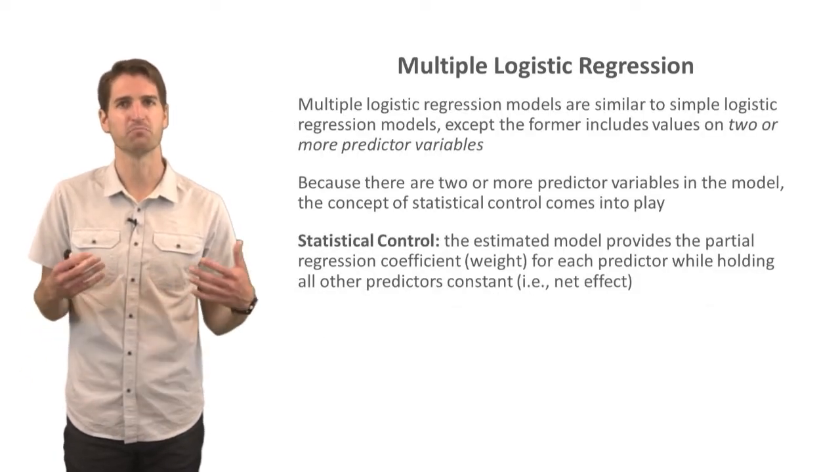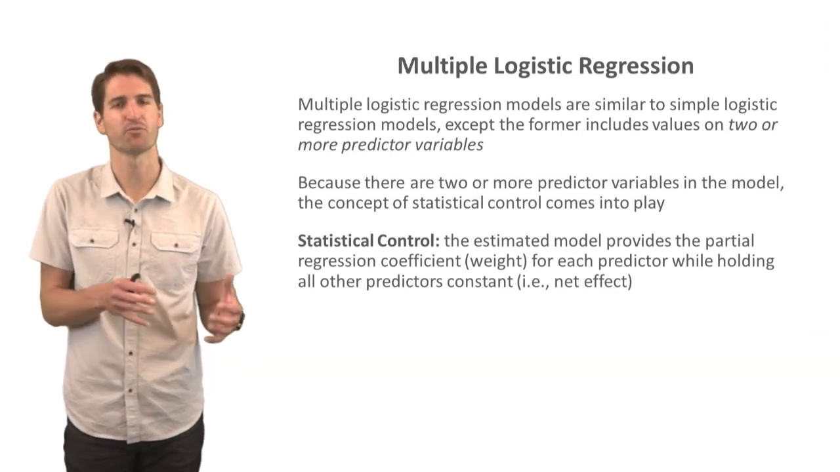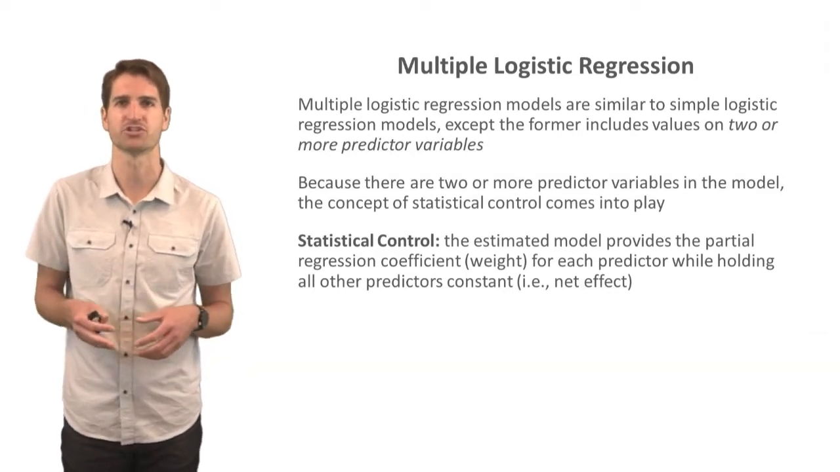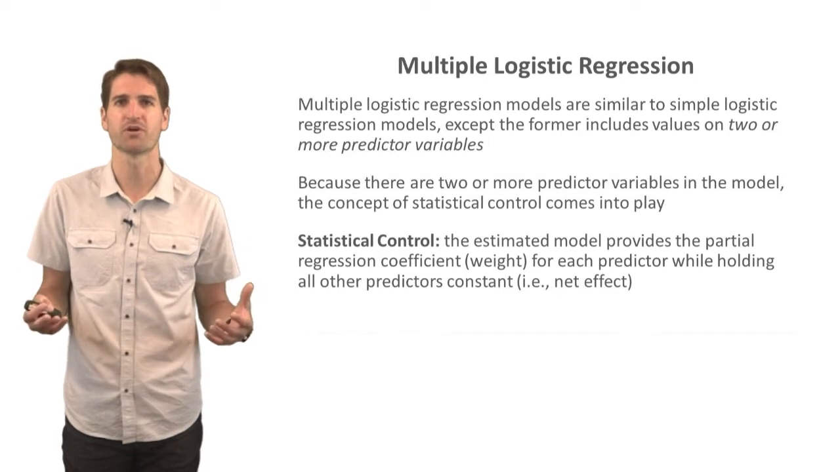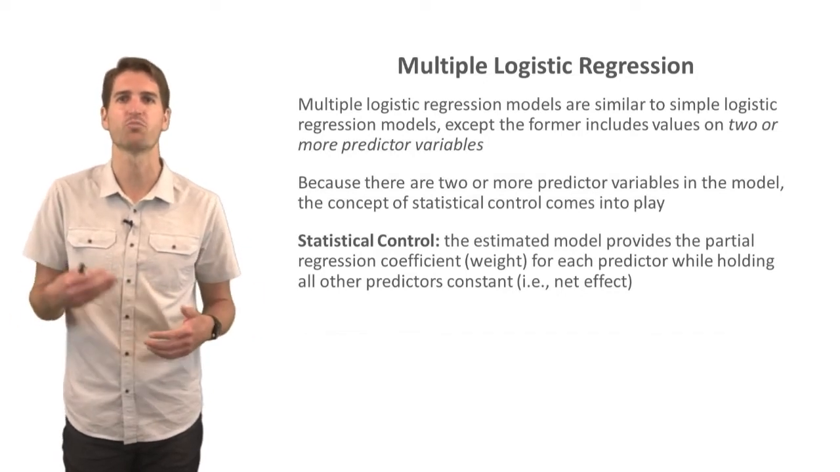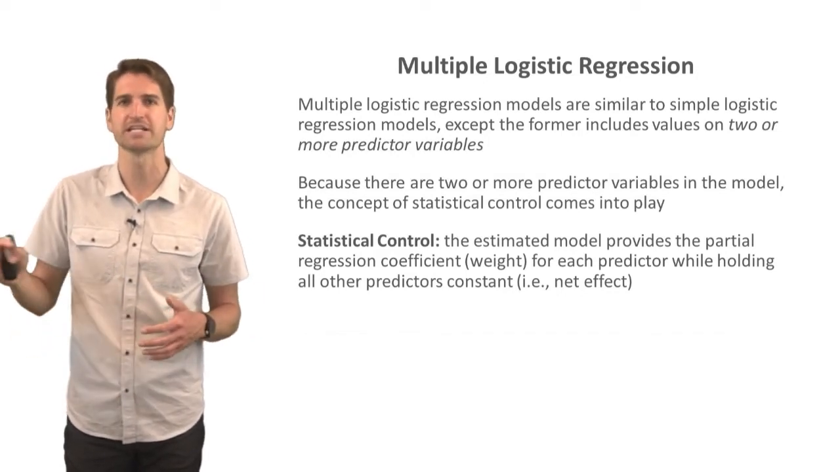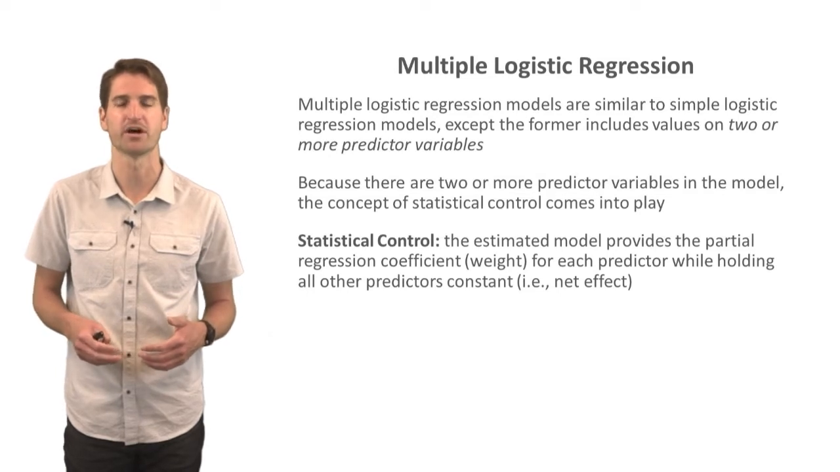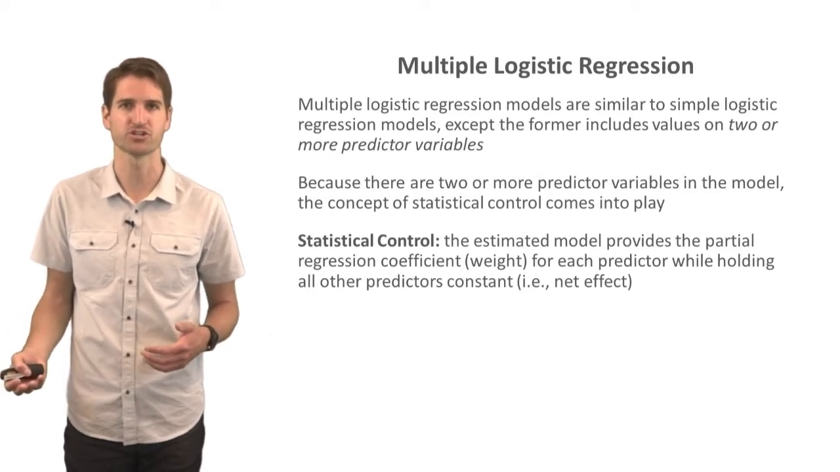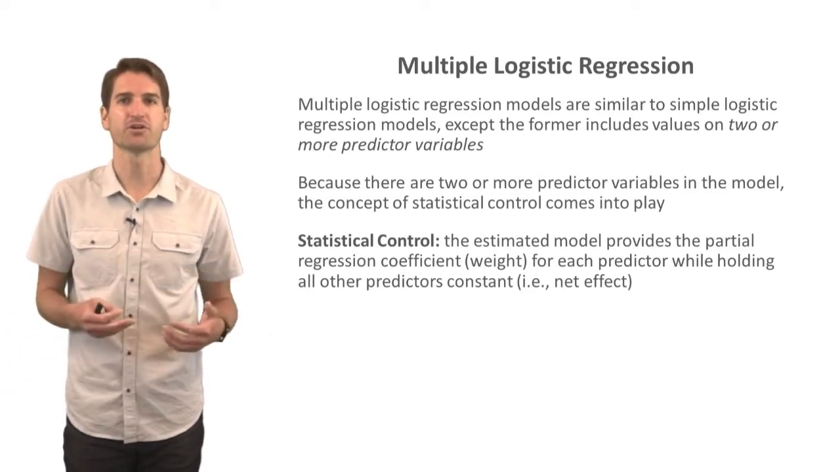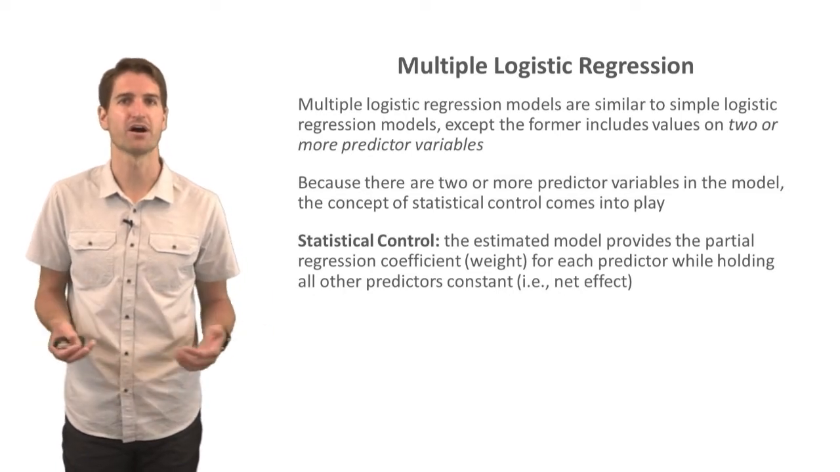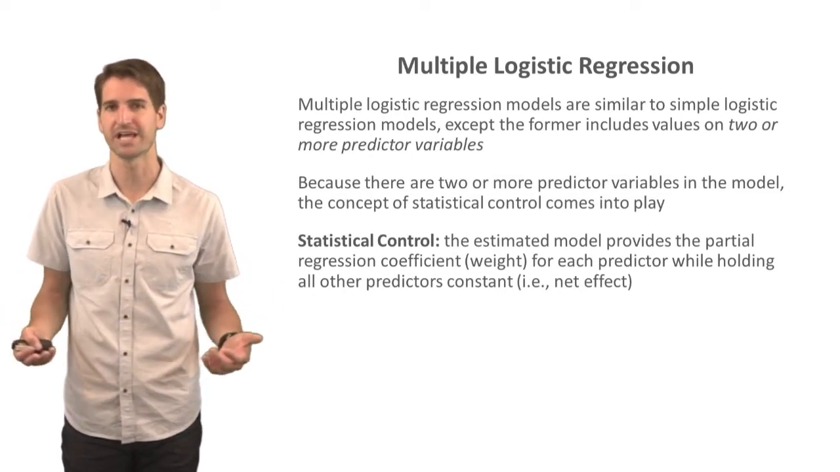When we're talking about multiple logistic regression, because thus far we've been focusing mostly on simple logistic regression, multiple logistic regression again just implies that there are 2 or more predictor variables, but still that dichotomous outcome variable that undergoes that logit transformation. Now, because there are 2 or more predictor variables in the model, the concept of statistical control comes into play in this instance.